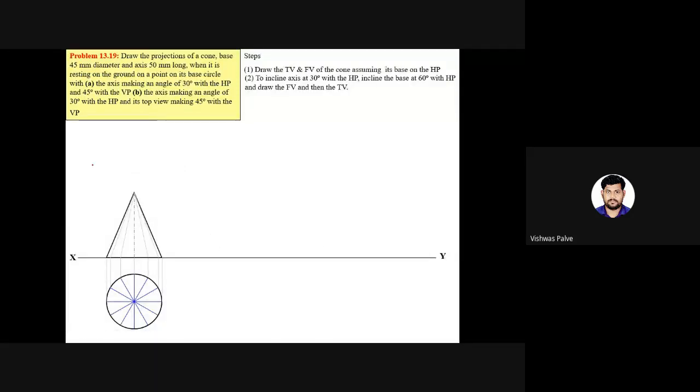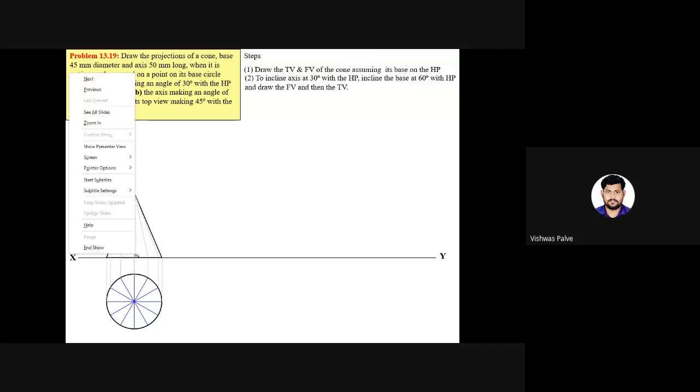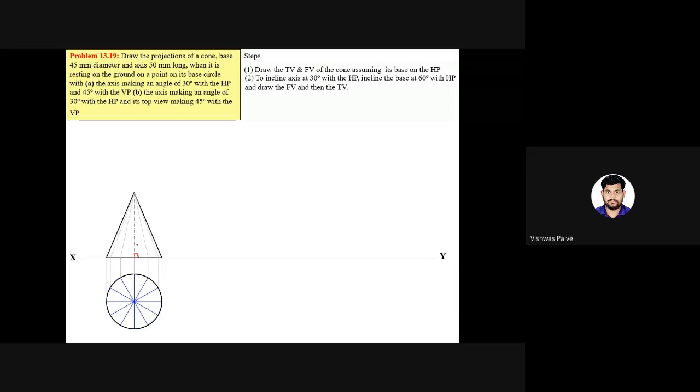You can see this axis, the dotted center line. Now this axis has to be inclined at an angle of 30 degrees. So can we directly draw? In that case, whenever it is a pyramid or a cone, keep in mind that the base is perpendicular to the axis. If the axis is inclined at 30 degrees, then what will be the inclination of the base?